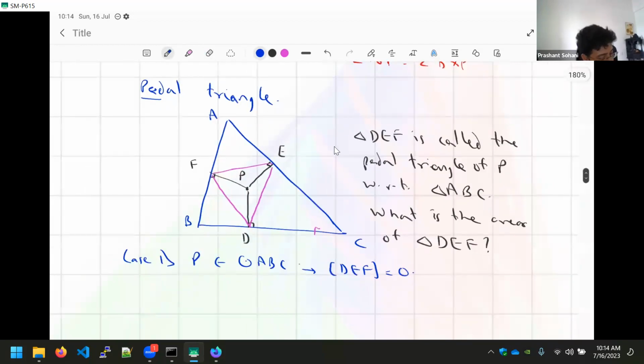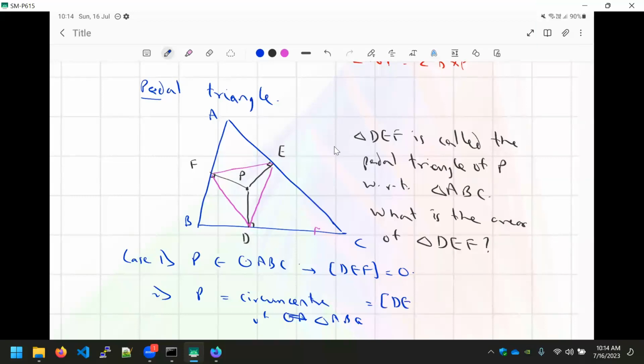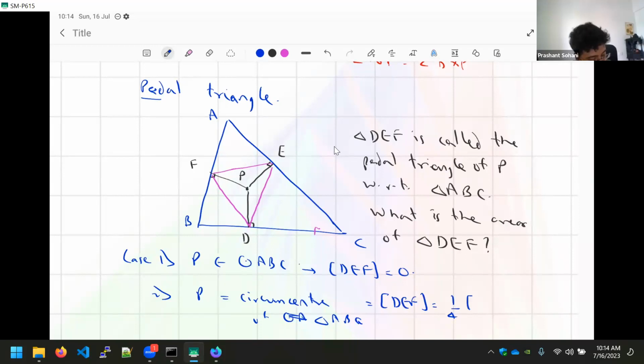And case 2, if the point is at the circumcenter of triangle ABC. In that case, what will the area be equal to? It will be 1/4 of our original triangle, right? It will be 1/4 of the area of ABC.